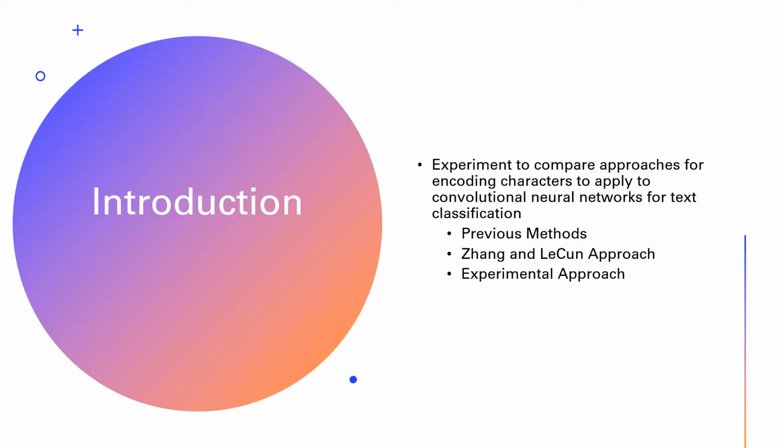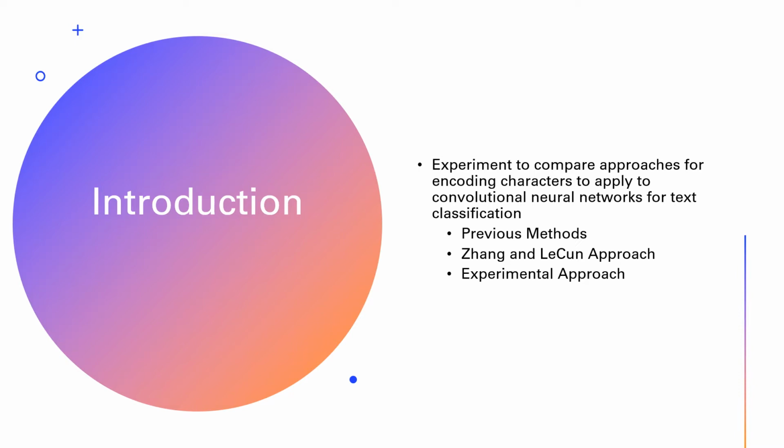So here's an introduction of my presentation. In this study, we experiment to compare approaches for encoding characters to apply to convolutional neural networks for text classification. We're going to discuss the previous methods. I don't know how much experience you guys have with this, but we may be familiar with TextBlob, using TextBlob to get Twitter sentiments, or using VADER to get Twitter sentiments.